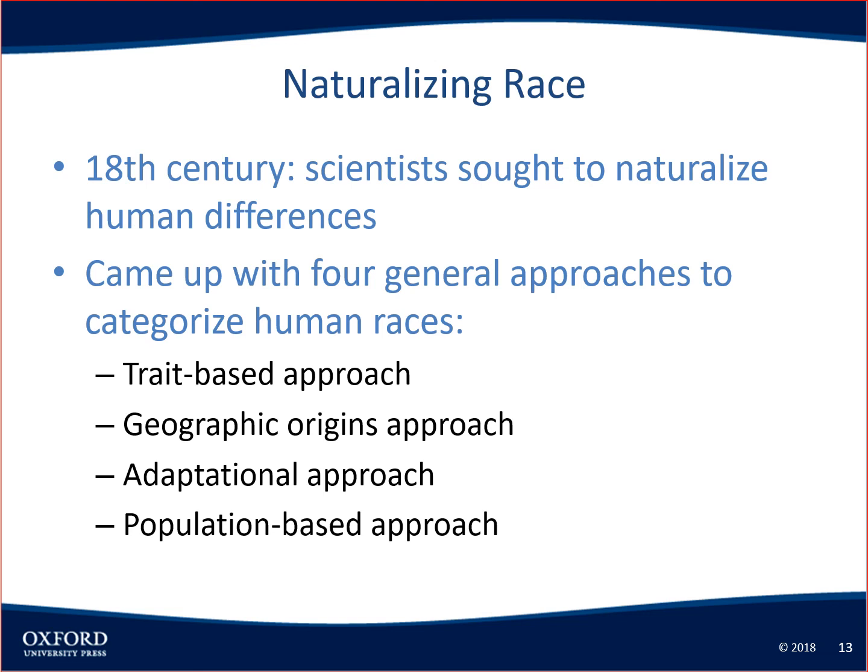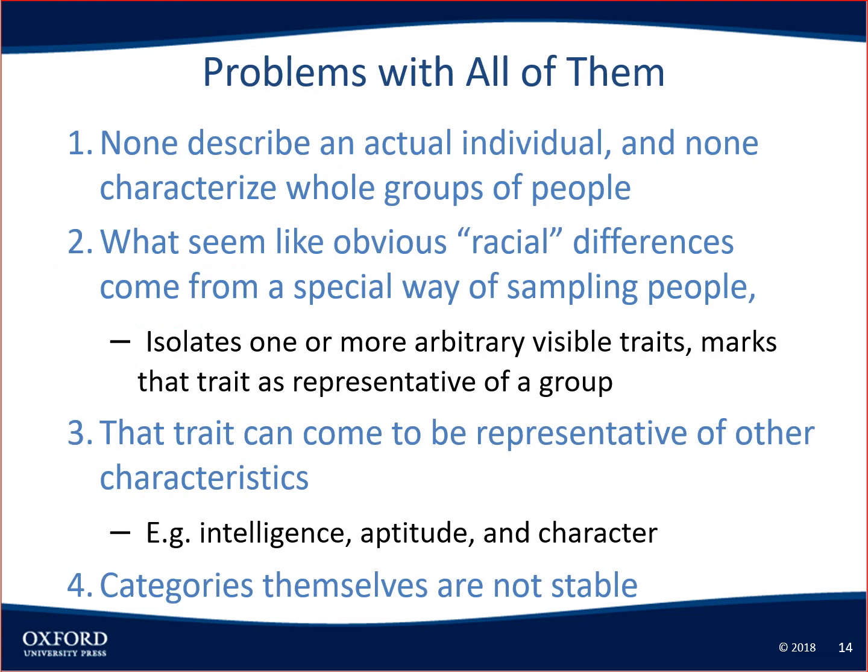Naturalizing race. In the 18th century, scientists sought to naturalize human differences. They came up with four general approaches to categorizing human race: the trait-based approach, the geographical origins approach, the adaptational approach, and the population-based approach. There are problems with all of them. None describe an actual individual and none characterize a whole group of people.